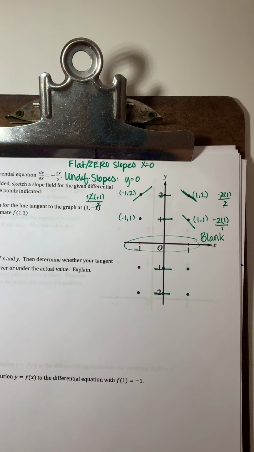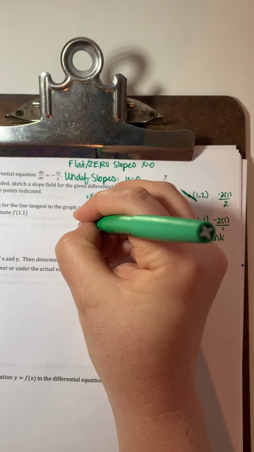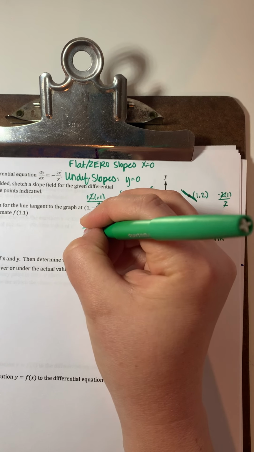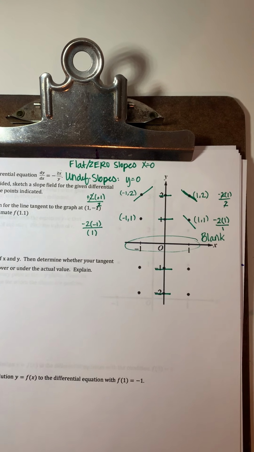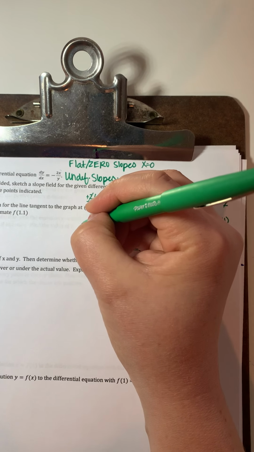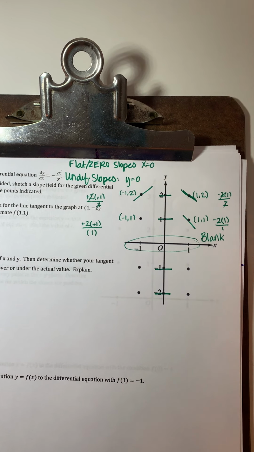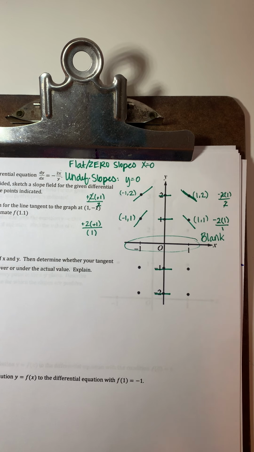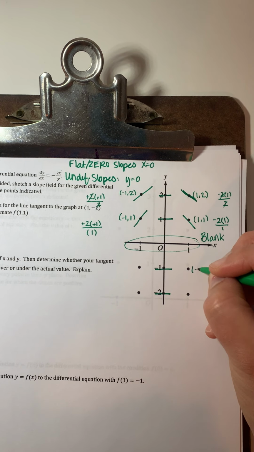Okay, now let's do negative 1, 1 here. I'm going to have negative 2 times x, which is a negative 1, divided by y, which is a positive 1. My negatives are going to cancel out, but my overall slope is going to be a positive 2, so uphill. Okay, 4 more points left.